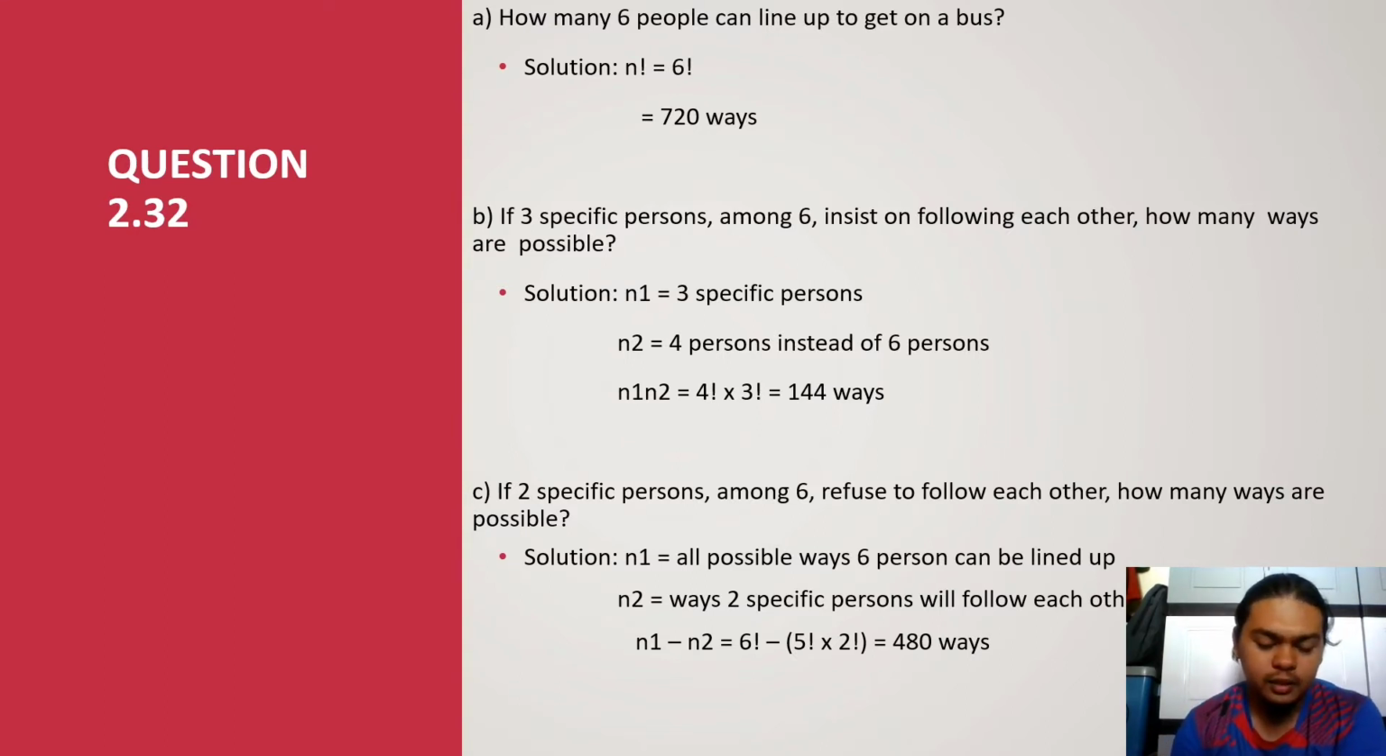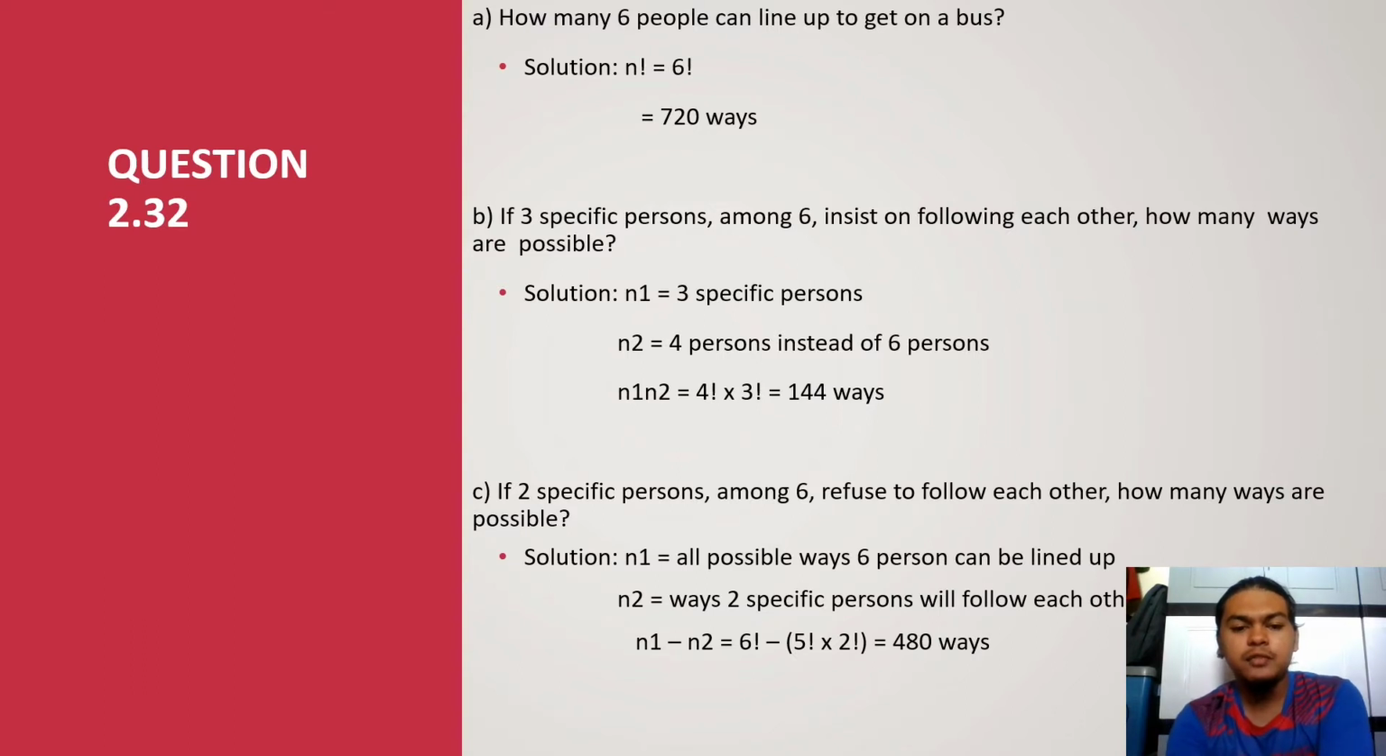For question B, if 3 specific persons among 6 insist on following each other, how many ways are possible? For the solution, first we treat these 3 specific persons as 1 person. Then we have 4 persons instead of 6 persons. Based on the rule, the first operation is n1 equal to 4 factorial, and the second operation is n2, which is 3 factorial. So, n1 multiplied by n2, we will get 144 ways of arrangement.